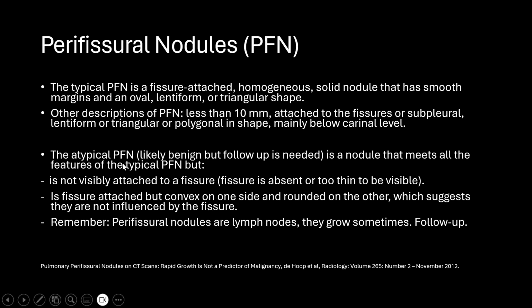Some of them we may call atypical when it meets all the criteria, but it's not visibly attached to the fissure. Sometimes the fissure is absent or too thin to be visible, so we don't see the fissure. We see atypical. Sometimes it's fissure attached, but convex on one side and rounded on the other side. So if it is atypical, we need to follow them. They're still most likely benign, but we need to follow them. And we need to remember that since they are lymph nodes, sometimes they grow with reactive inflammation or infection. So we need to follow them going back to their normal size.